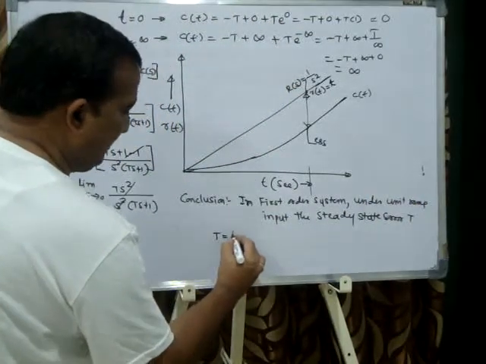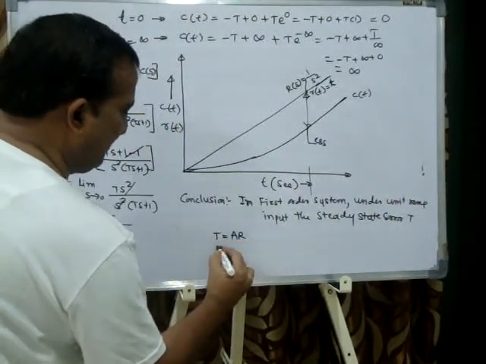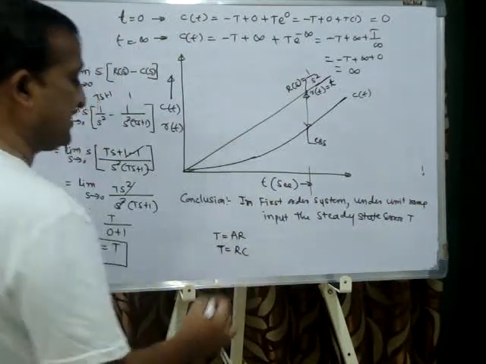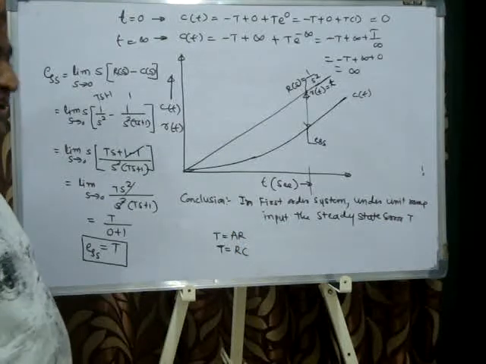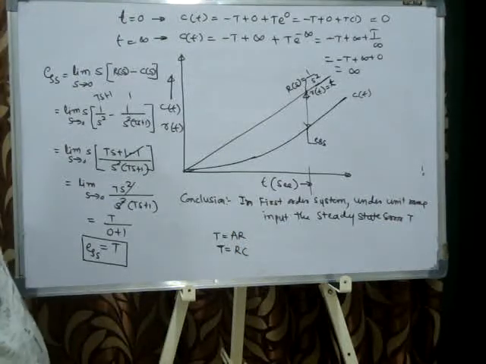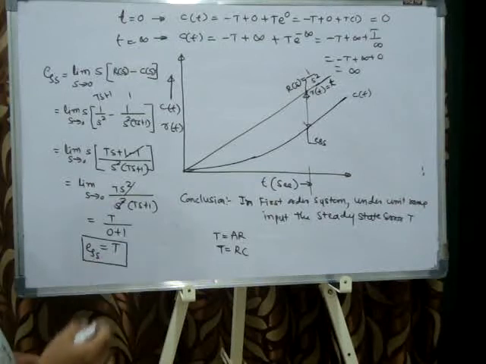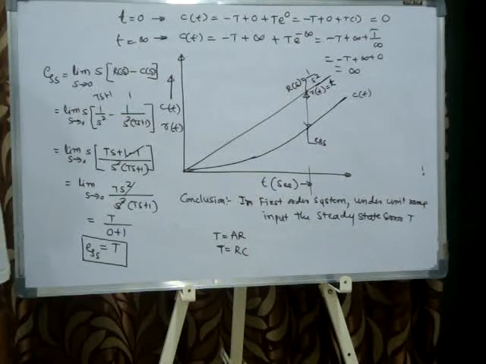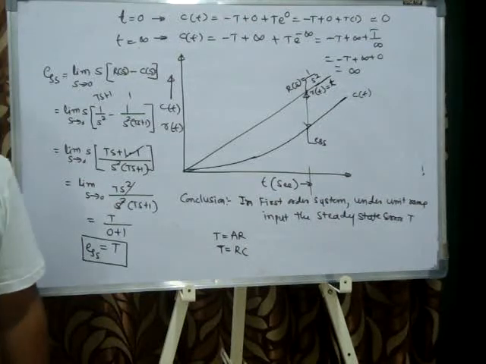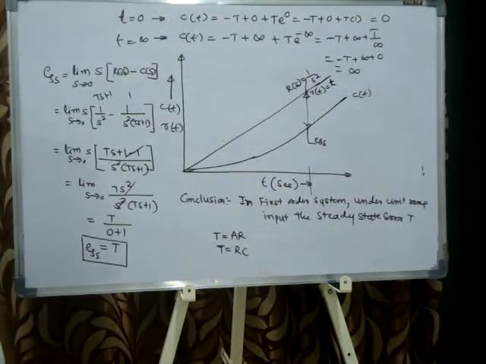For example, if it is a tank system, it is A R; if it is an electrical system, an RC circuit, capital T is equal to RC. If it is a tank, it is the area of cross section and the resistance at the wall. So this is the entire dynamics of the time response of a first order system under unit ramp input, the equations as well as the steady state error.